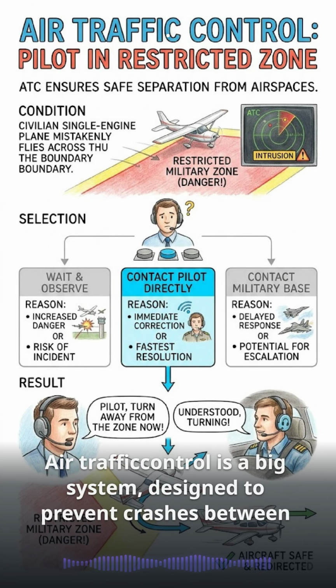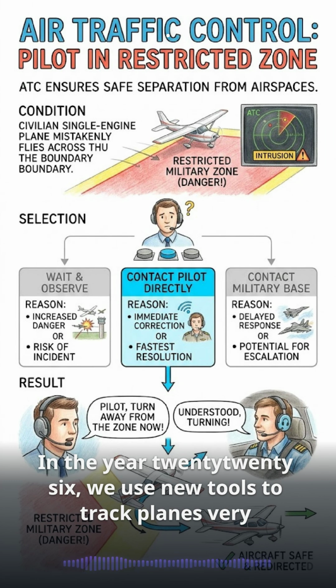Air traffic control is a big system, designed to prevent crashes between airplanes in the air. We also make sure planes do not crash into each other while moving on the ground. In the year 2026, we use new tools to track planes very accurately now.